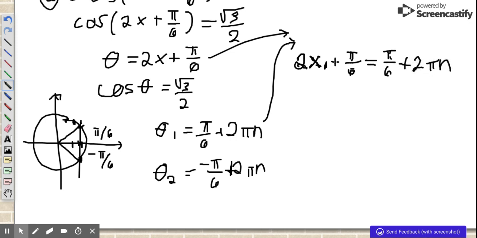So now you could subtract pi over 6 on each side. So these are gone, and then we're just left with dividing by 2. So really your first answer will be pi n, and that's it. So this is my answer for x.